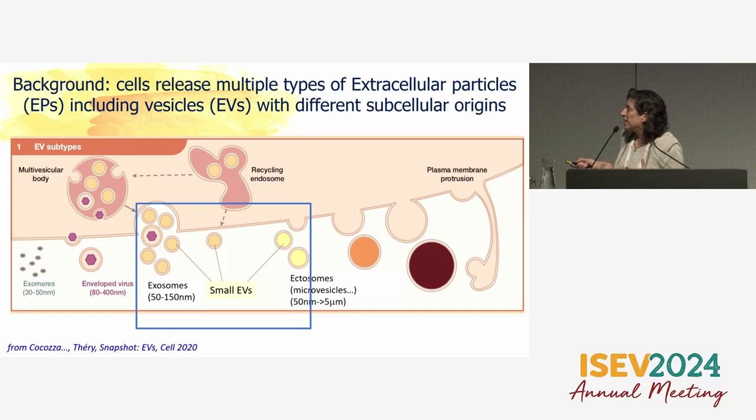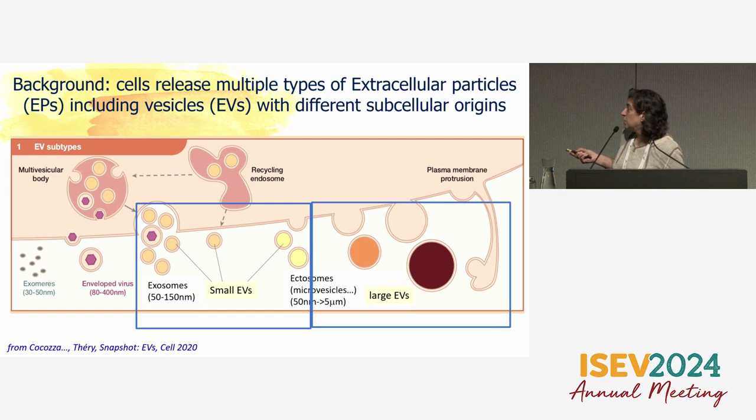So the term small EV would cover the EVs that are smaller than a given size, and generally we say 150 nanometers, and that covers both exosomes and the small ectosomes. Whereas the large EVs would be the EVs that are larger than, let's say, 150 nanometers, if you can measure that. And these large EVs have to come from the plasma membrane, because you don't see such large EVs inside multivesicular bodies.